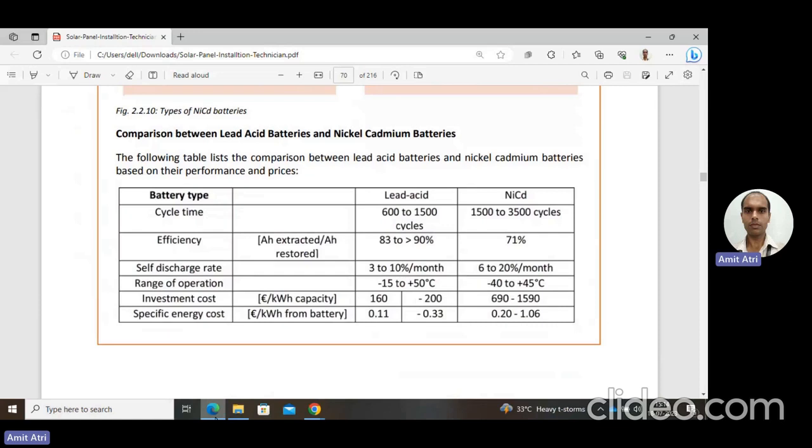So range of operation is minus 15 to 50 degrees Celsius, whereas in the nickel cadmium battery it is minus 40 to 45 degrees Celsius. Now, investment cost in euro per kilowatt hour of capacity is 160 to 200 for lead acid battery and 690 to 1590 for nickel cadmium battery. Now, specific energy cost, also in euro per kilowatt hour, is 0.11 to 0.33 per kilowatt hour, and that is higher in the case of a nickel cadmium battery, at 0.2 to 1.06 per kilowatt hour.